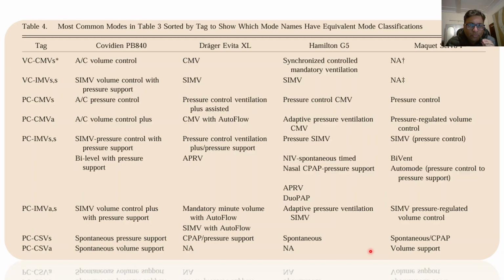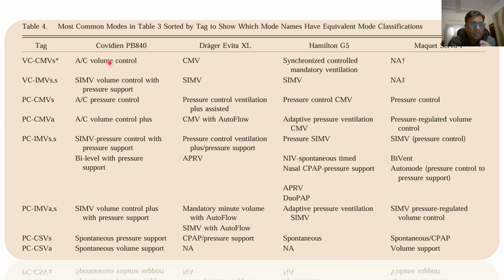Similarly, totally spontaneous modes like spontaneous CPAP pressure support are all PC, pressure control. Pressure is being controlled, set. These are all spontaneous breaths. The patient can get as much flow as he wants and terminate on the basis of flow decay, which depends on the patient's characteristics, compliance. So it's all spontaneous and set point targeting, because the basic pressure is set.